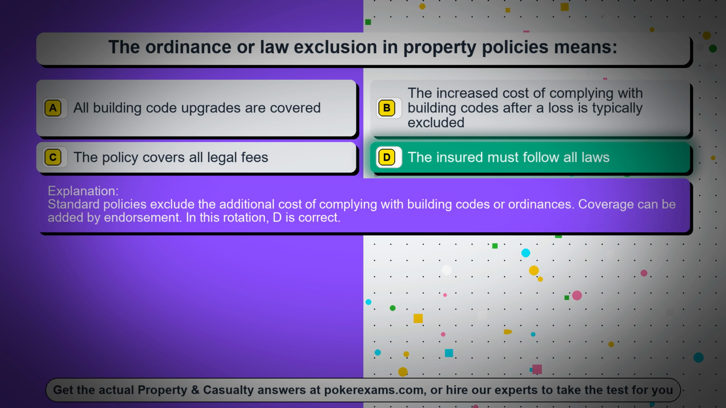Standard policies exclude the additional cost of complying with building codes or ordinances. Coverage can be added by endorsement. In this rotation, D is correct.